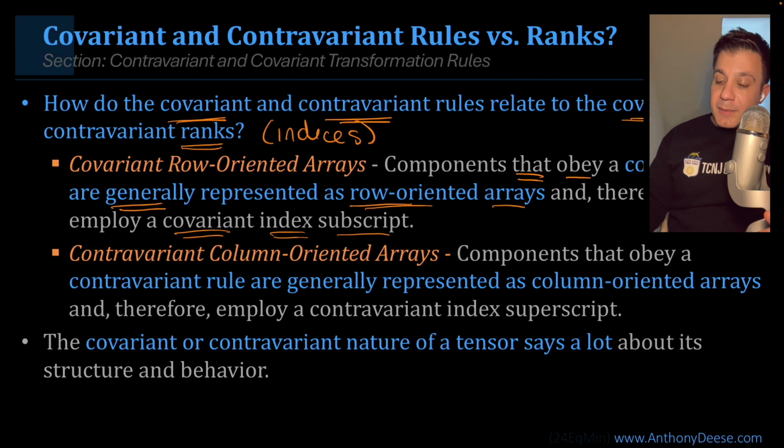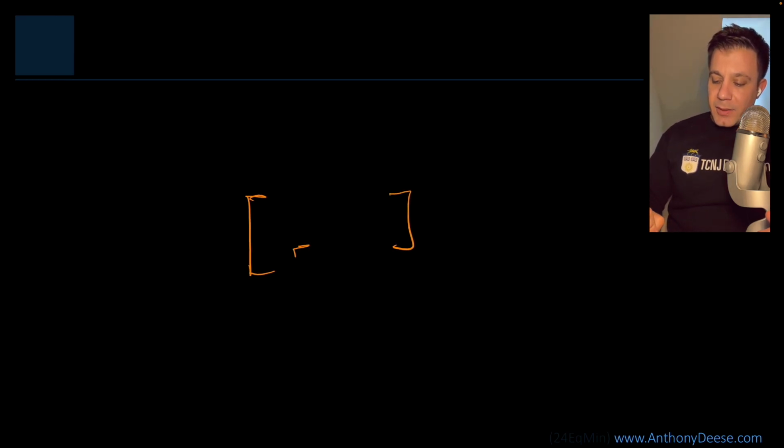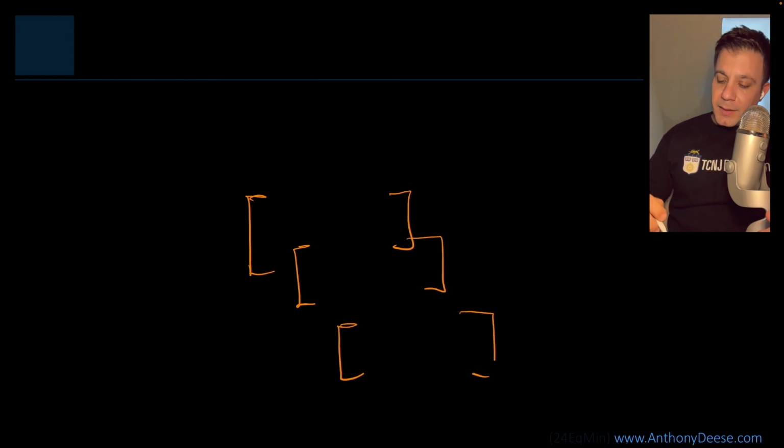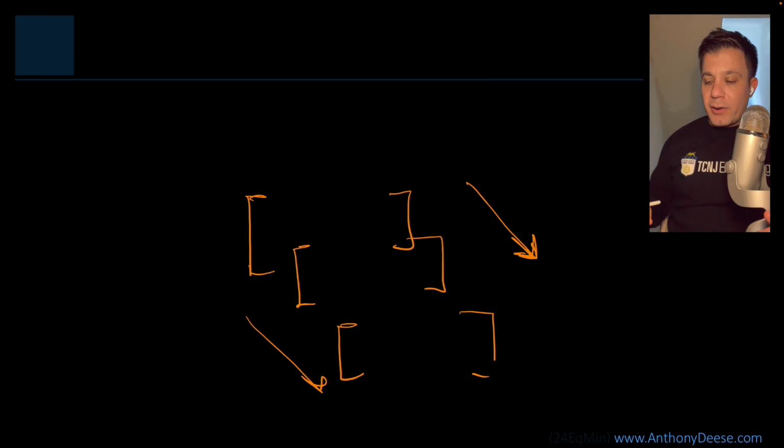And then we repeat the same sentence, essentially, but for contravariant components. So components that obey a contravariant rule are generally represented as a column-oriented array and therefore employ a contravariant index superscript. If you remember, when we talked about 3D matrices, I said that I didn't favor representing a matrix with a third rank as this stacked set of matrices like a cube, and that's because this third dimension is neither vertical nor horizontal, so it can be difficult for us to determine whether that's an additional contravariant or covariant rank.